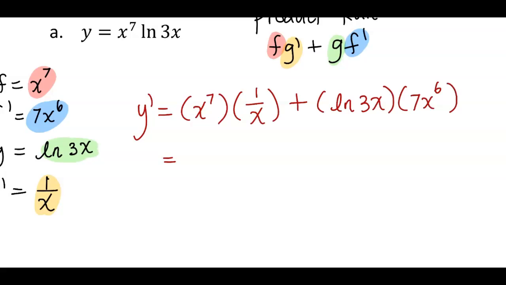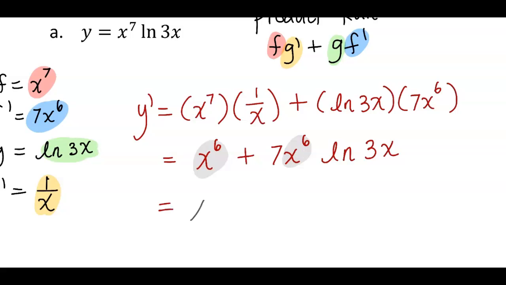Now we have x to the 7th power getting divided by x to the 1st power. Well, I can write this as x to the 6th power, right? X to the 6th power plus, now I'm just going to write this in front, okay? I'll have 7x to the 6th power times natural log of 3x. So all I did was switch the order. And now I notice that they both have x to the 6th power. So I'll factor that out and have it in front.